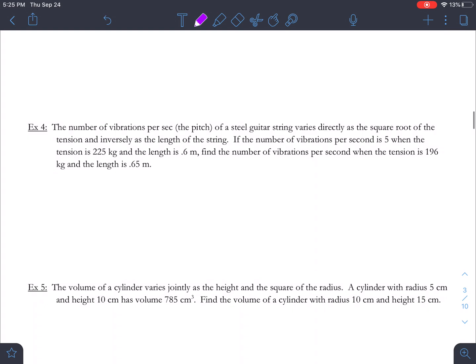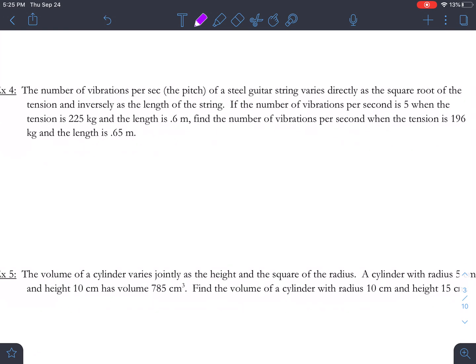So we're talking about a steel guitar string here. Okay, it says the number of vibrations per second, so the pitch of a steel guitar string, so I'm going to call this P for pitch, varies directly, so equals k times the square root of the tension. Okay, so square root of t, I'm just going to do. And inversely, I put division with the length of the string. So I'm just going to call that L.